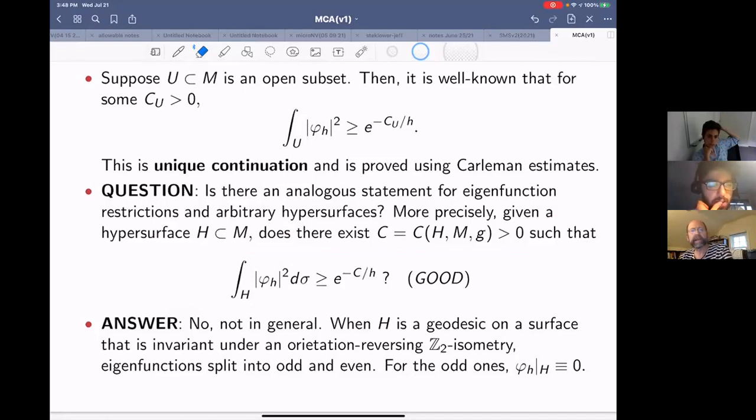The answer is no in general, because again, you have this sort of situation where H could be a geodesic on a surface that is invariant under an orientation reversing Z2 isometry. And then you have half the eigenfunctions being identically zero. So obviously they're not bounded from below, well, the L2 restrictions are just zero. However, it's still an interesting question.